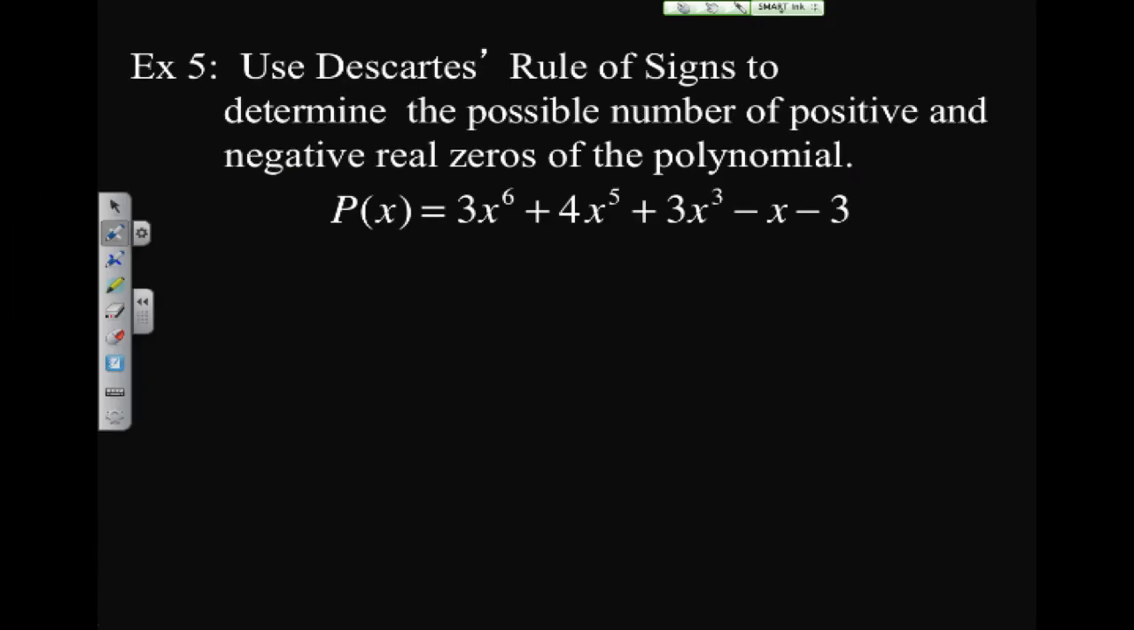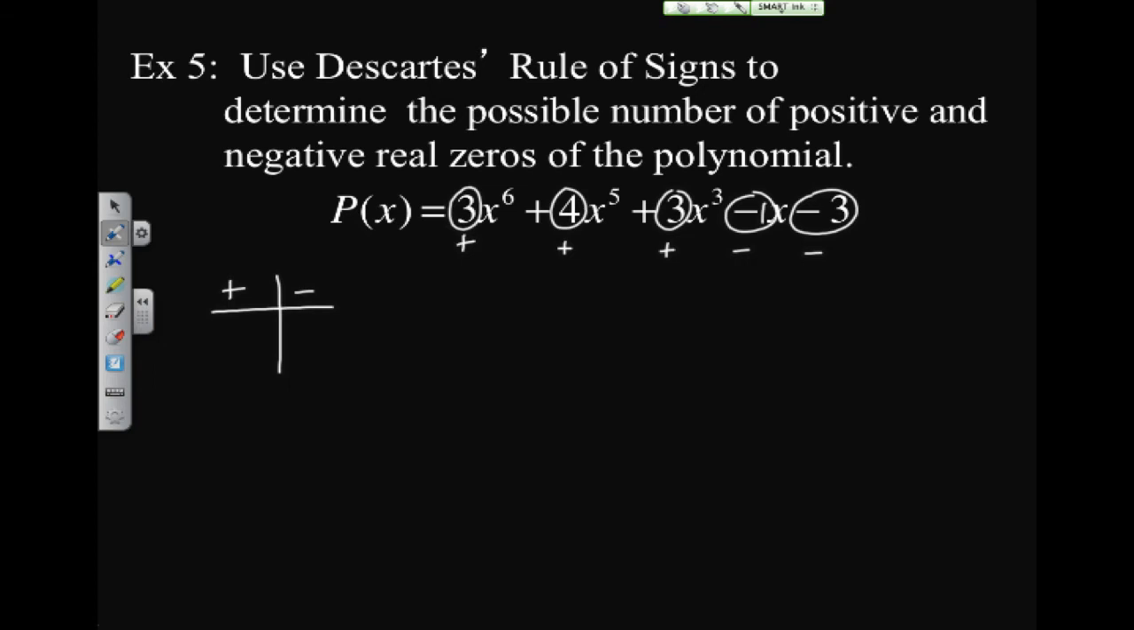Use Descartes' rule of signs to determine the possible number of positive and negative real zeros. The first thing we're going to do, and I'll make a little chart here, positives and negatives. For the positives, we look at the coefficients of p of x. We've got a 3, which is positive. We've got a 4, which is positive. We've got another 3, which is positive. We've got a negative 1, so that's negative, and then a negative 3.